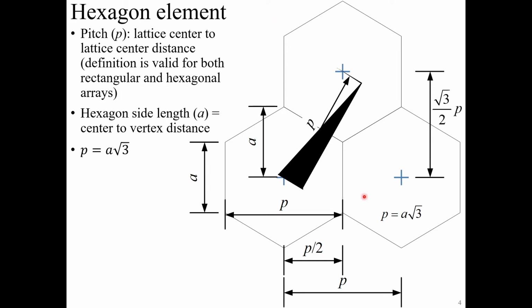So this is the pitch. Another one is the side length. We use A to denote the side length of a lattice. So this is side length A, and all the side lengths are equal to each other. The side length is also equal to the distance between the hexagon center and its vertices. From here to here is also A. From here to there is A. Here to here is also A.